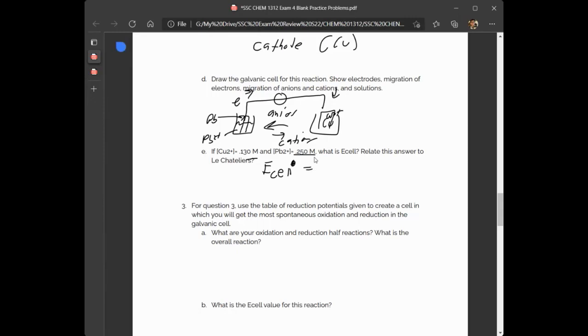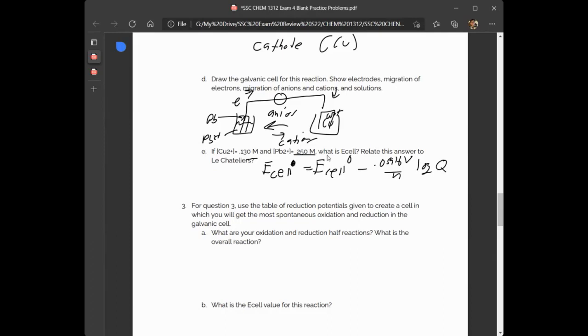E cell is going to be E cell naught minus, I like to use the log one, you can use the ln one, it's fine, log of Q. Now, if this wasn't at 25 degrees Celsius, if it was like 100 degrees Celsius, for example, you would have to use that expanded one with the nF at the bottom from the PowerPoint.